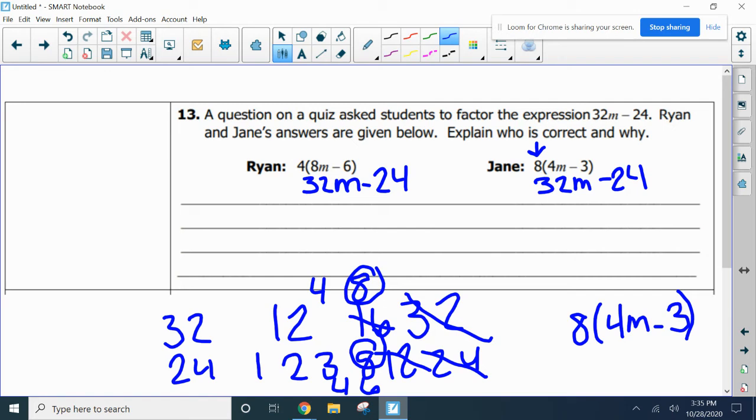You can still pull more out of that. So we know that Jane is right because Ryan pulled out a factor of 4. They do share 4, but they also share 8, and 8 is bigger. So Jane is right because she pulled out the greatest common factor, and Ryan pulled out the smallest factor. So make sure you write in that Jane was right because she pulled out the larger factor, the largest factor, the greatest common factor, and Ryan just pulled out a low factor.